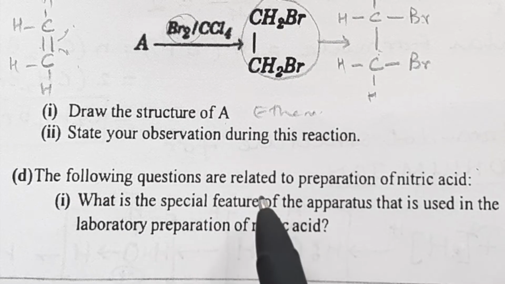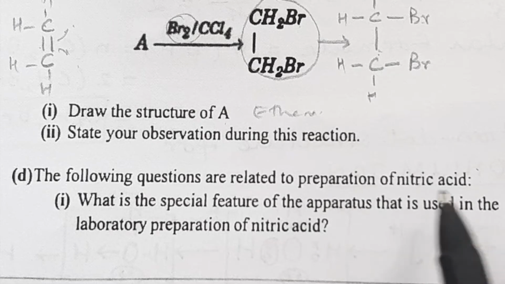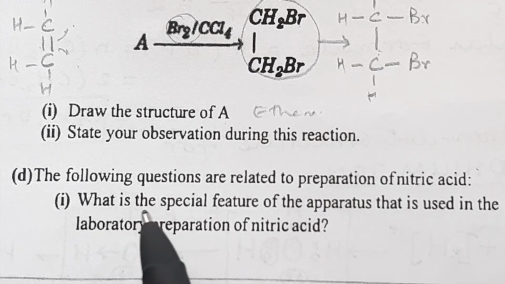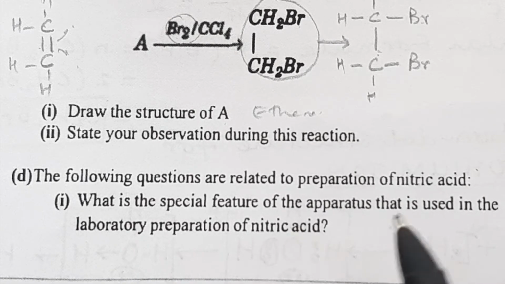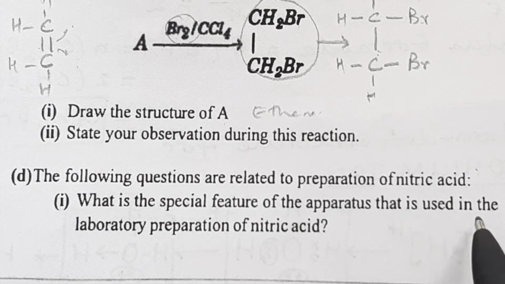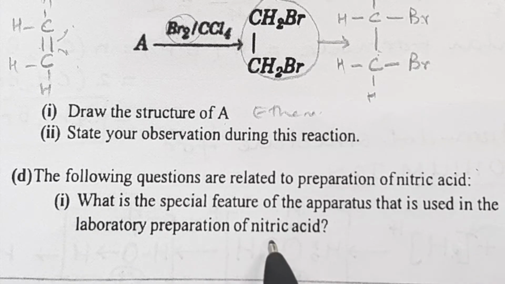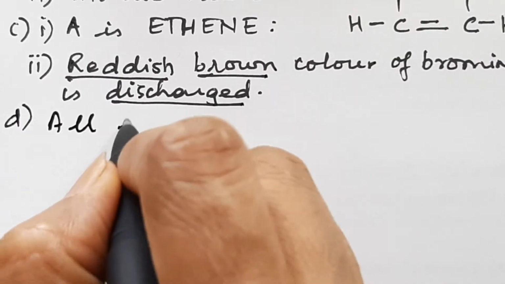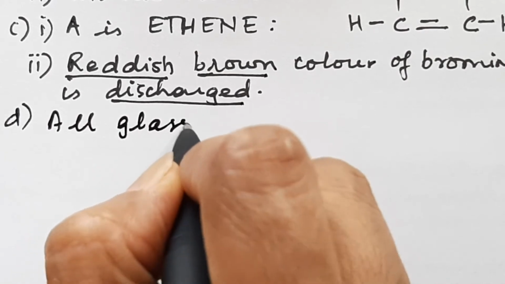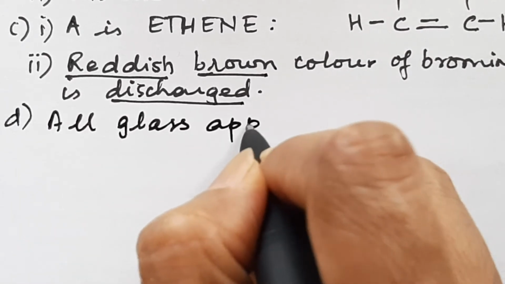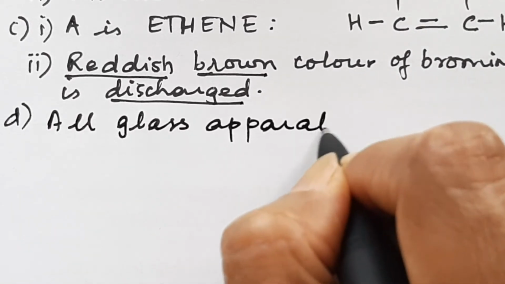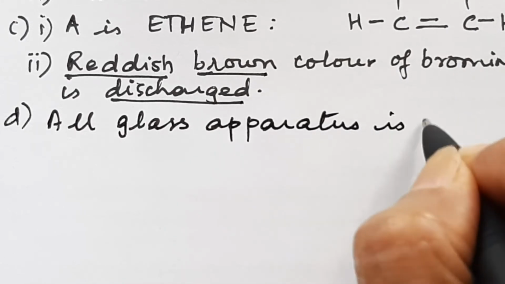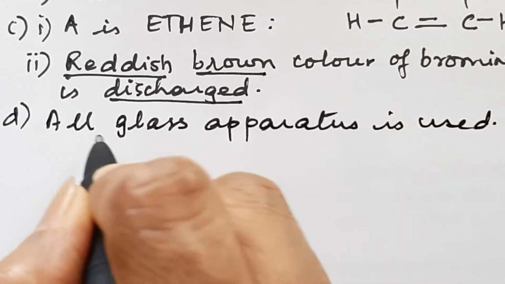The following questions are related to preparation of nitric acid. Number 1. What is the special feature of the apparatus that is used in the laboratory preparation of nitric acid? Special feature is that all apparatus is made of glass. So all glass apparatus is used.